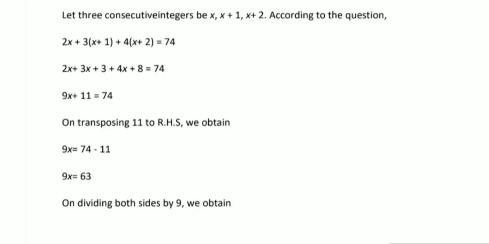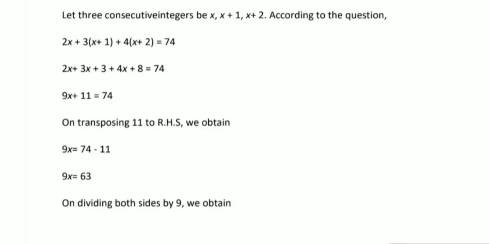Now first open the bracket. So 2x plus 3 into x is 3x plus 3 plus 4x and plus 4 into 2 is 8, is equal to 74. Now 2x plus 3x plus 4x is equal to 9x, and 8 plus 3 is 11. So 9x plus 11 is equal to 74. Now on transposing 11 to the right hand side, we obtain 9x is equal to 74 minus 11. So 9x is equal to 63.